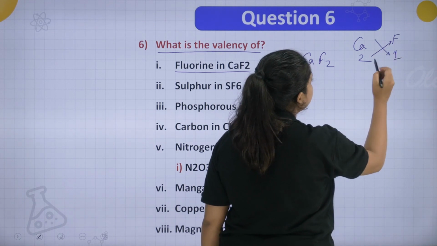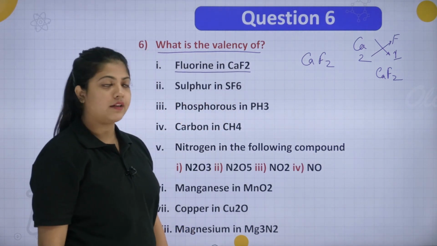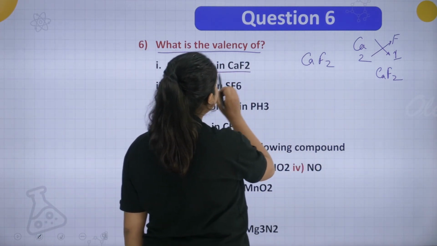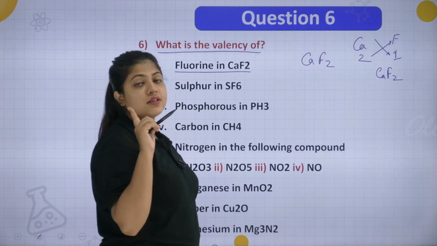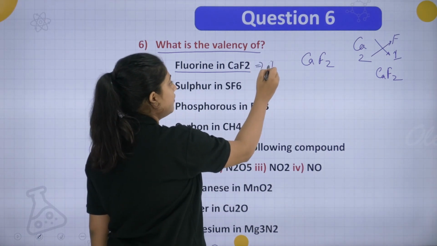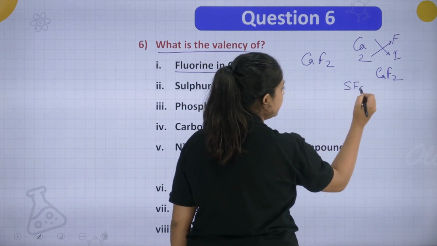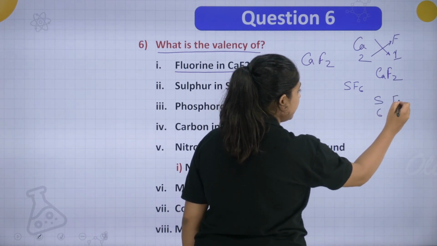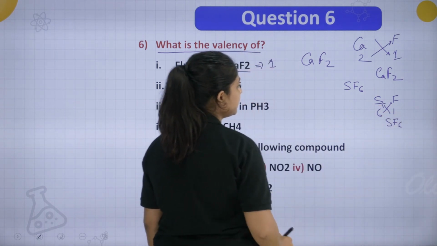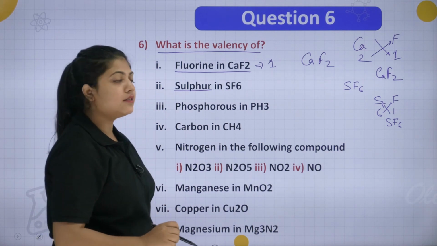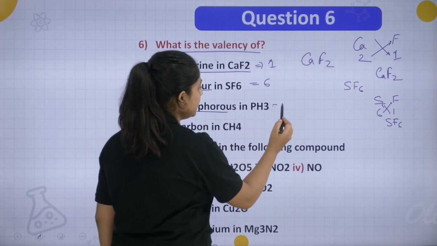When we cross multiply, we get this formula. If we want to know the valency of fluorine here, it is 1. If I am talking about SF6, it is made of sulfur with valency 6 and fluorine with valency 1, so that makes SF6. So what is the valency of sulfur in this particular formula? That is 6. Phosphorus will be 3.